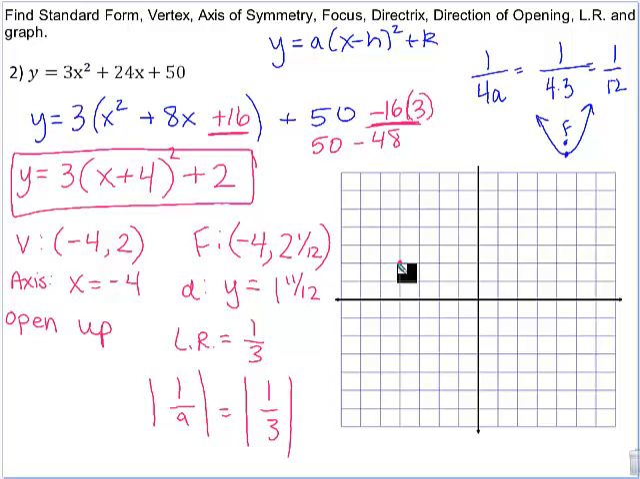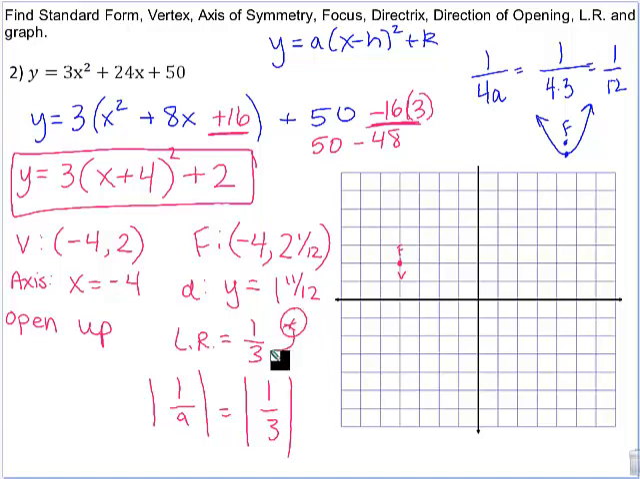Now, 1 over 4a was 1/12. So if we want to go 1/12 away, it's like just there. There's the vertex. We just have to go up just a little bit. There's our focus. Now, what will be the length at the focus?